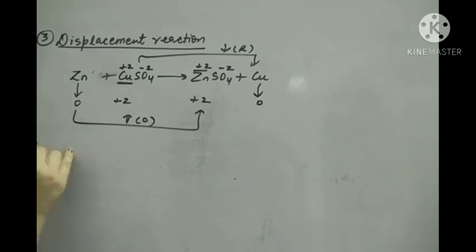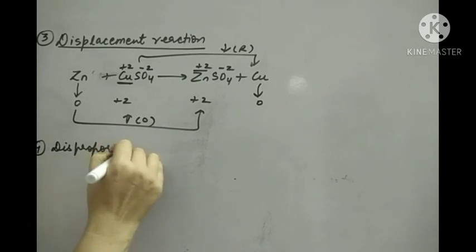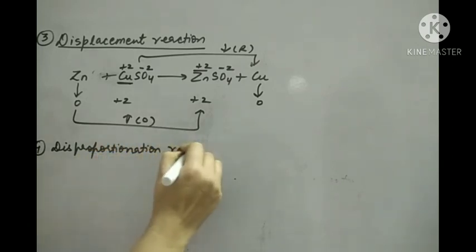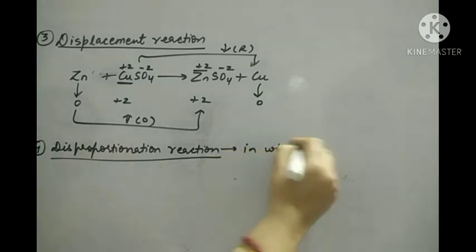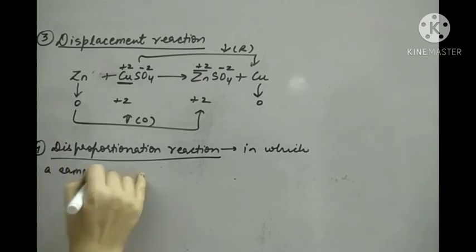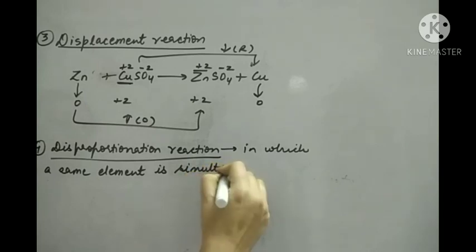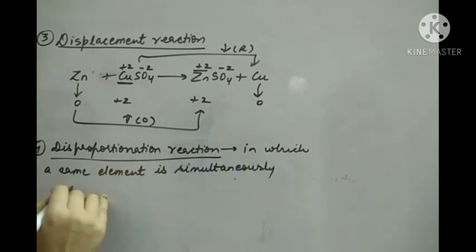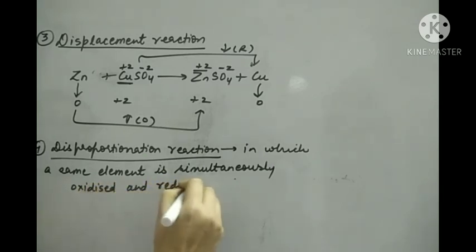Now the last type is disproportionation reaction. Now this is a new type of reaction which we have not learnt in class 10th. Now what is the meaning of disproportionation reaction? Disproportionation reactions are those in which the same element is simultaneously oxidized and reduced. Means one element will be oxidized and one element will be reduced simultaneously.